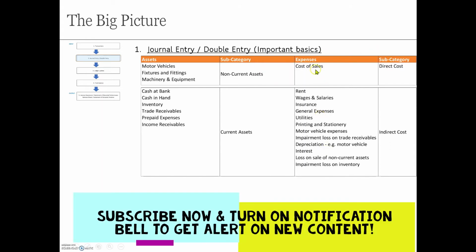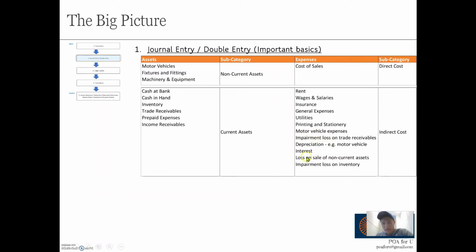Expenses are also, this is the list of expenses that you could possibly see in your exams. So cost of sales and right up to general expense, utilities, motor vehicle expense, depreciation expense, impairment loss on inventory or trade receivables. So get familiarized with this list, and hopefully this would help you know where to bucket these as you see them. Expenses go, naturally, into the statement of financial performance. For these items, assets and expenses, they are debit nature, so always debit to increase, credit to decrease.